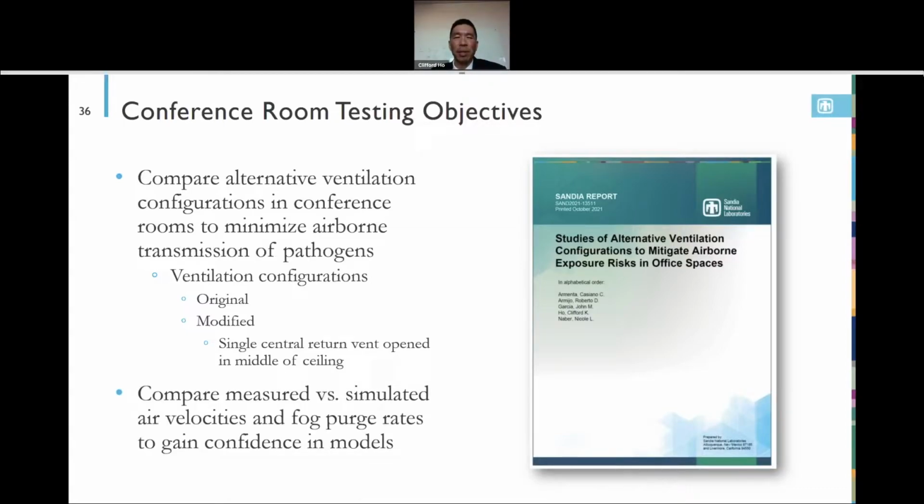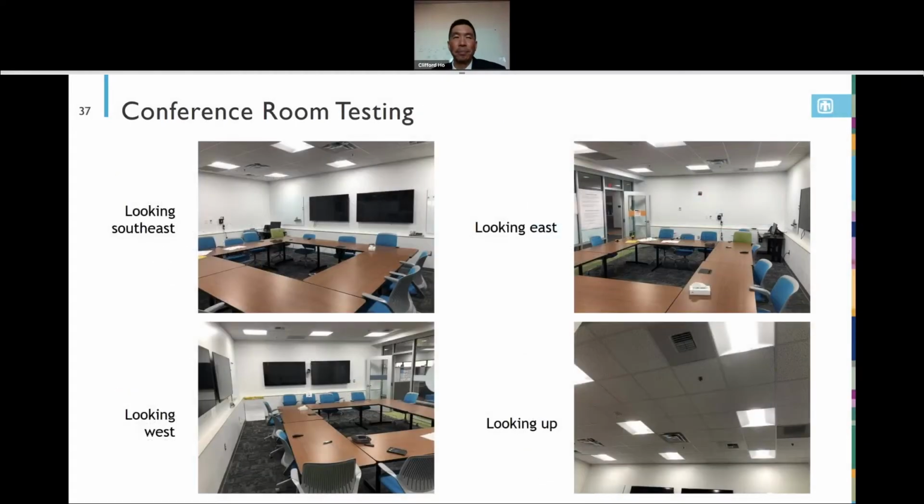We then compared measured versus simulated air velocities and fog purge rates to gain confidence in the models. The room we tested is shown here. This is a room that was in the facilities building, so they had control over various parameters of this room, the flow rate. We could reconfigure the ventilation in the ceiling. So these are just different views of the conference room that was used.